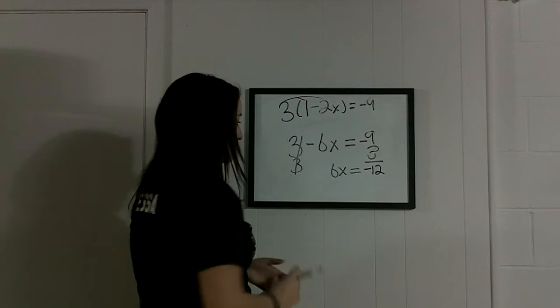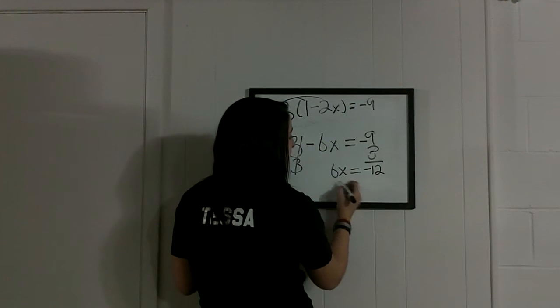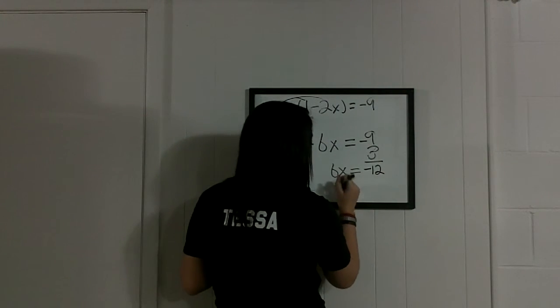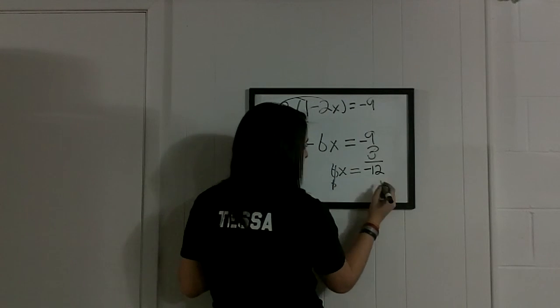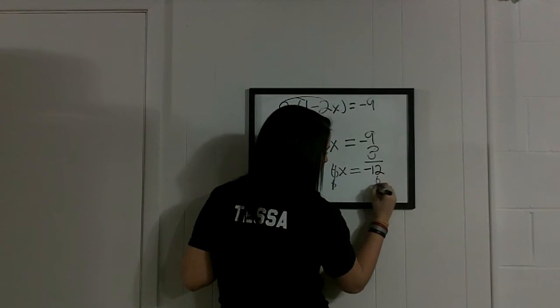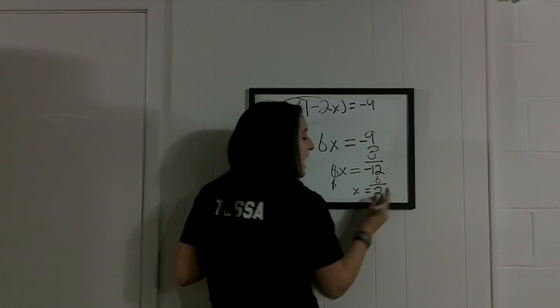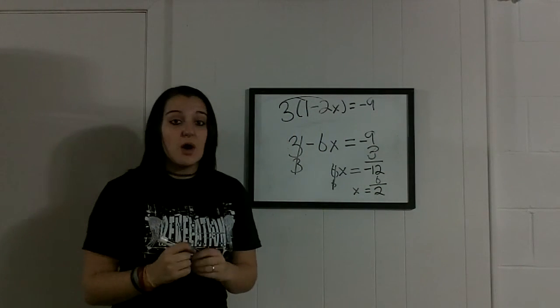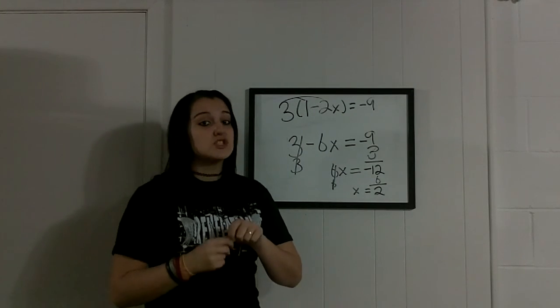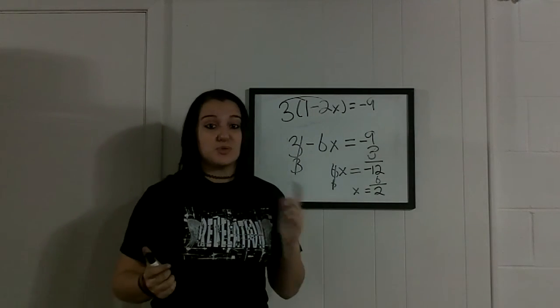And the next step you want to take is taking your 6 and dividing it on both sides. So 6 divided by 6, they cancel out, and negative 12 divided by 6 equals negative 2. So your answer is x equals negative 2. So even though multi-step equations look hard, they're not as hard as you think they are.